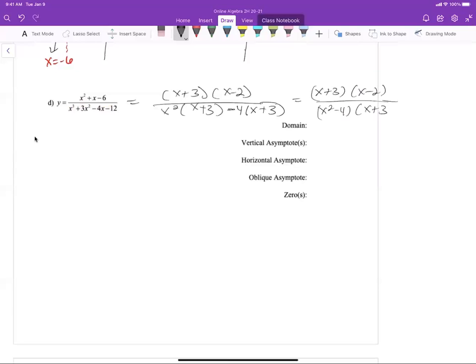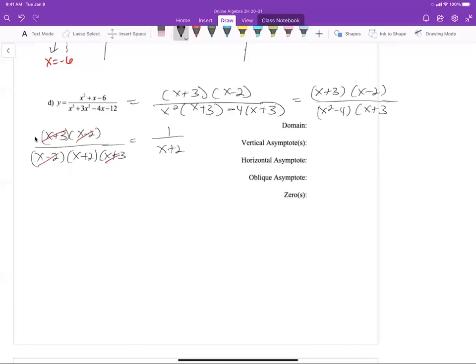I have to continue because the denominator has a difference of 2 squares. And I will have x minus 2 times x plus 2 times x plus 3. Eventually, I'm going to probably need to simplify this, so I might as well go ahead and cross out my x plus 3s and my x minus 2s, and this will simplify into 1 over x plus 2. All right, now let's go fill out our chart.